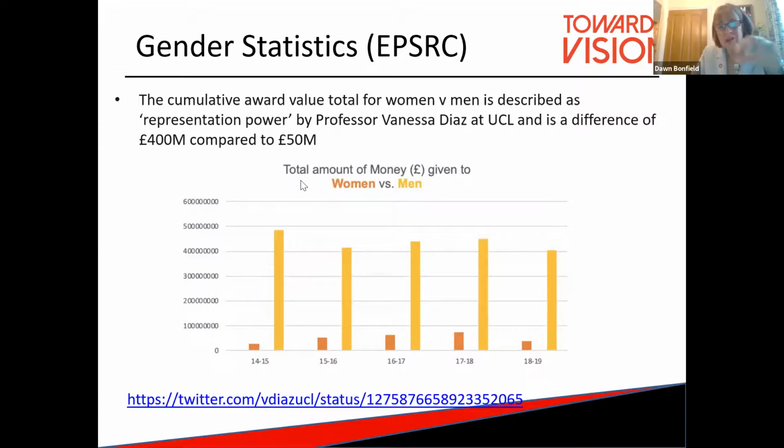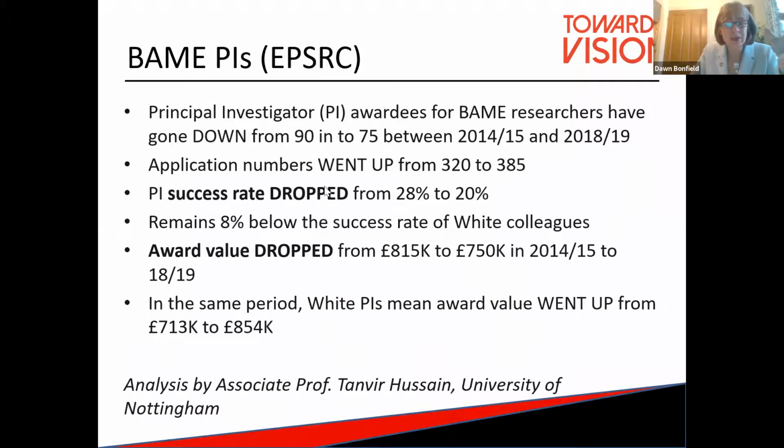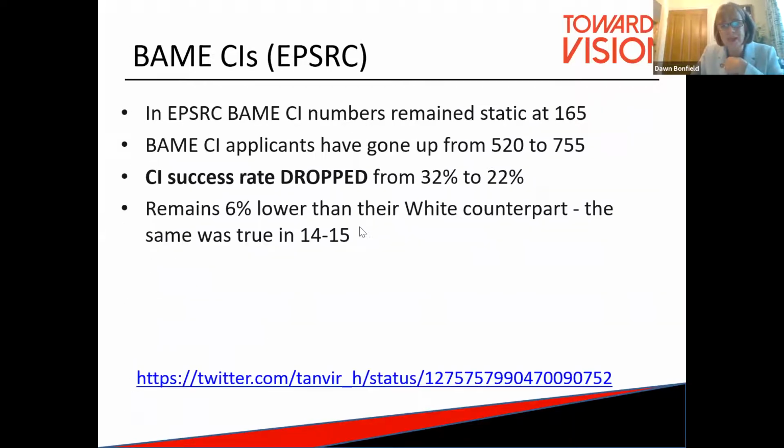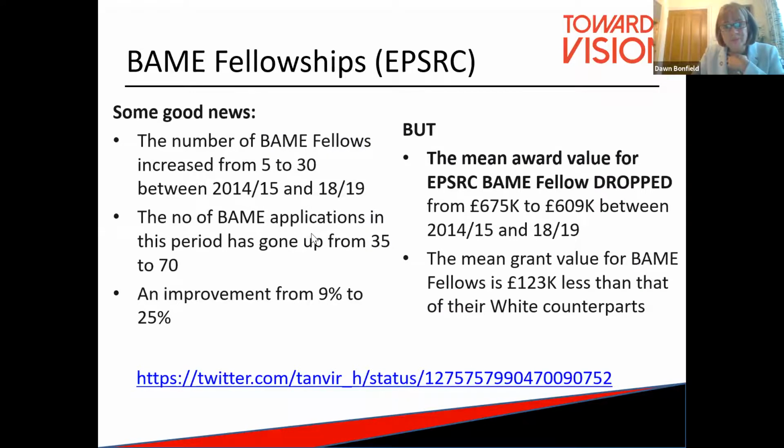So we need to really be thinking about why women and underrepresented groups, BAME as well, are affected. This is some analysis from Tanvir Hussain at Nottingham, looking at principal investigators and co-investigators, and how we don't really have any good news stories to show from the last 5 years. We need to take a really good look at these statistics and see what we're going to do about that.